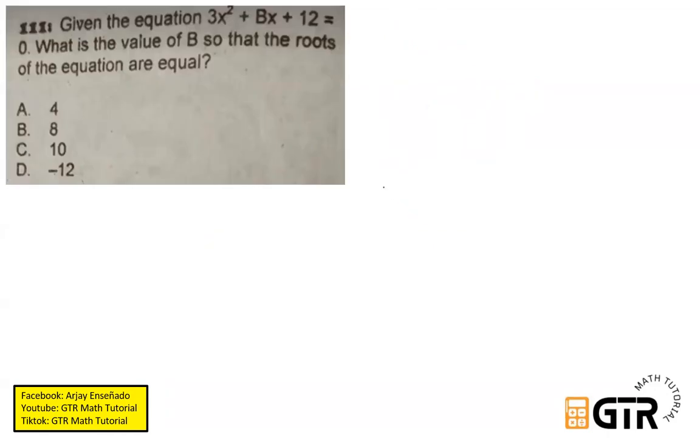Okay, so last number, number 111. Given the equation 3x squared plus bx plus 12 equals 0, what is the value of b so that the roots of the equation are equal? Okay, para maging equal ang roots natin, so ang quadratic formula natin, negative b plus or minus square root of b squared minus 4ac over 2a. Para maging equal ang roots natin, ibig sabihin, itong discriminant natin, b squared minus 4ac, equal dapat sa 0. Para kahit plus siya or kahit minus, parehas na lang ang magiging sagot dito dahil negative b over 2a na lang yung matitira dito pag 0 na ito.